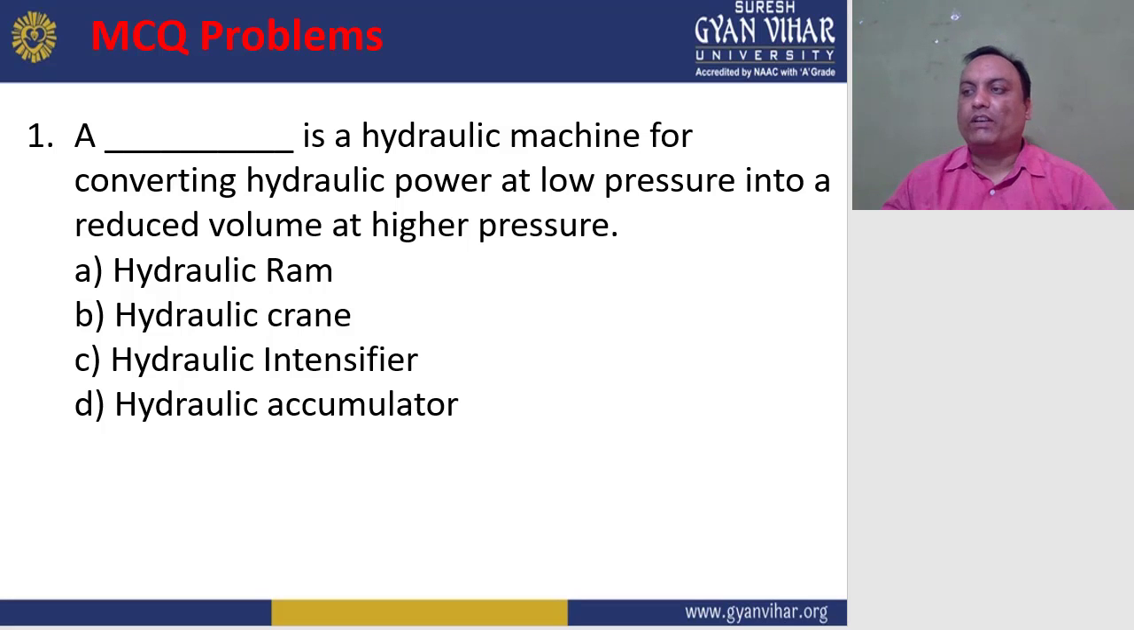For the explanation, a hydraulic intensifier is a hydraulic machine for converting hydraulic power at low pressure into a reduced volume at high pressure. The working volume of the intensifier is limited by the stroke of the piston. This in turn limits the amount of work that may be done by one stroke of the intensifier. So the correct answer is hydraulic intensifier. And move to the second question.